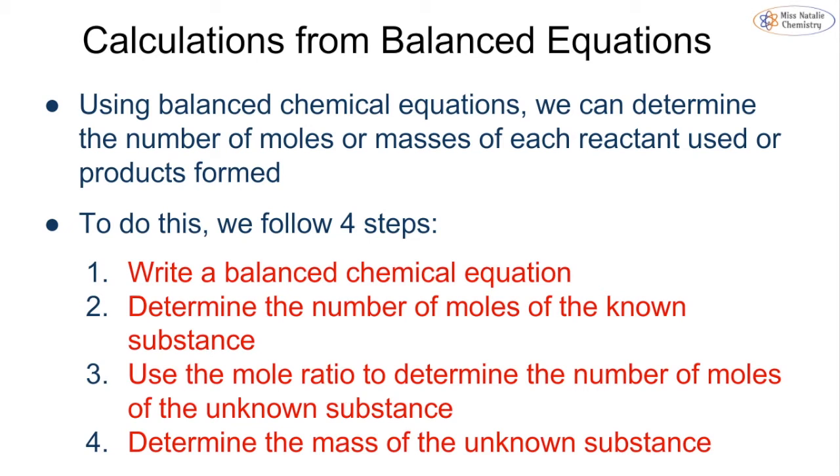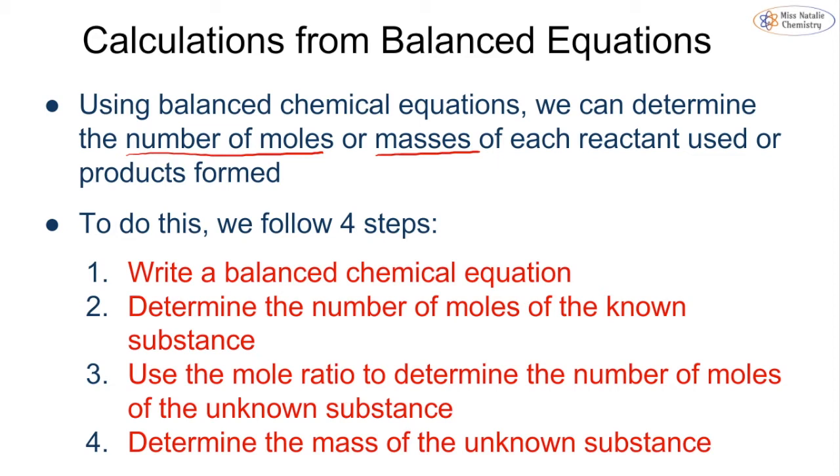So moving on, we're going to look now at reacting masses or calculations from balanced equations. If we have a balanced chemical equation, we can determine the number of moles or the mass of each reactant that we use or each product that we form. And regardless of whether we're looking at reactants or products, there's a foolproof method to follow through and get your answer to these questions. And the method involves 4 steps.